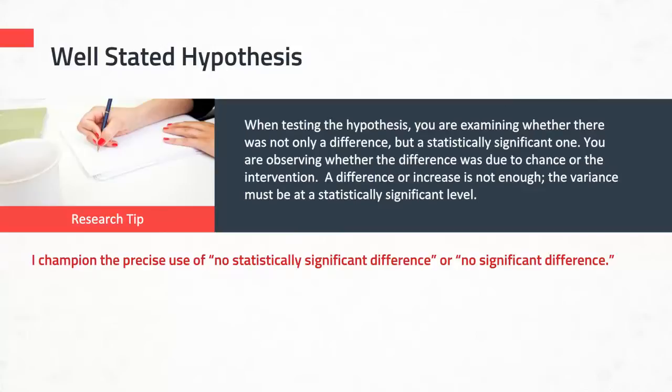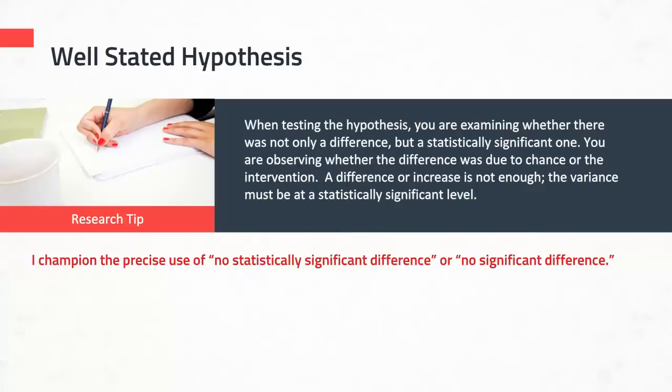When you're testing a null hypothesis, you're examining whether or not there's not just a difference, but rather if there's a statistically significant one. You're observing whether the difference was simply due to chance or if it was due to the intervention. So simply having a difference or an increase or a decrease is not enough.